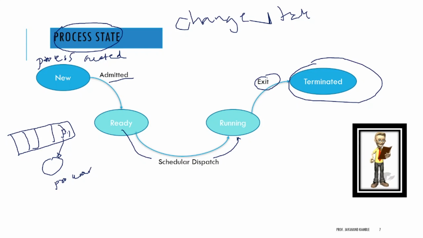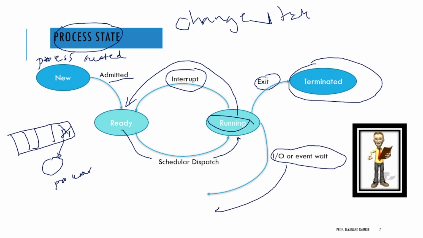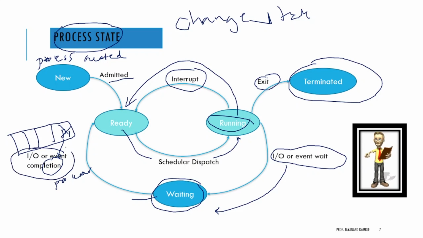However, during running of the process, some interrupt may occur. Because of that, the process changes its state from running to ready. Also, during execution the process may want to perform some input output activity or event. For that purpose, the process goes into the waiting state. And as soon as that event or input output activity completes, the process goes from waiting state to ready state. So IO or event completion. These 5 states are nothing but the process states, and this particular diagram is called the process state transition diagram.